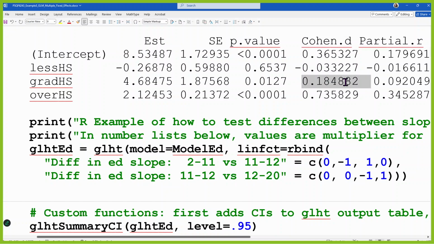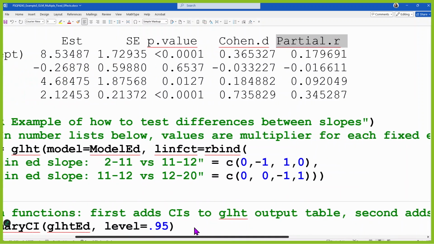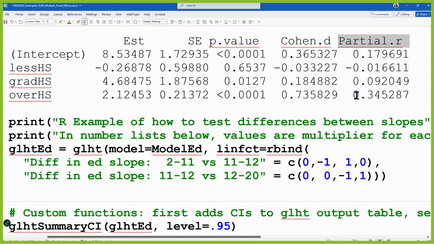I would say that the 11 to 12 slope is maybe the only one that would make any sense for. The rest of these are partial r's and a correlation metric instead. And these then you can judge across in terms of which ones are relatively largest. And the largest slope effect size is actually for the last one, right here. Correlation of 0.3.